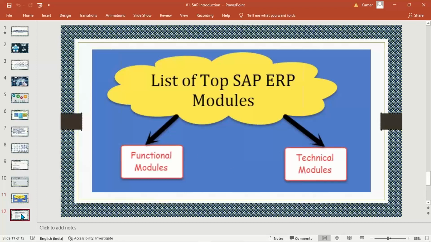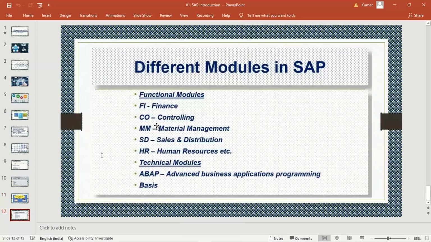Here I'll give a list of the modules. Few modules I have written here. Under the functional module, we have finance, controlling, that is CO, MM stands for material management. Likewise, SD is sales and distribution, HR is human resource. Then we have the PP module, plant maintenance, the QM module, that is quality management, and the PS module, that is project system, and various other modules are also there, guys. You will come to know these one by one in upcoming sessions. Here we are going to learn the FICO module, right?